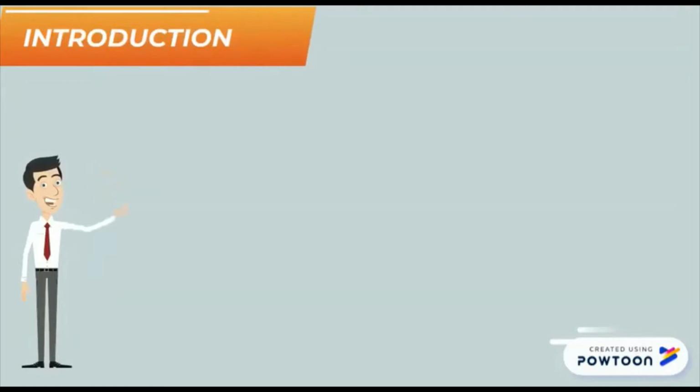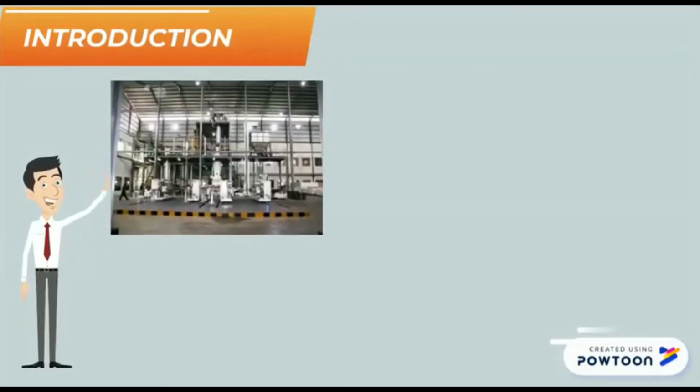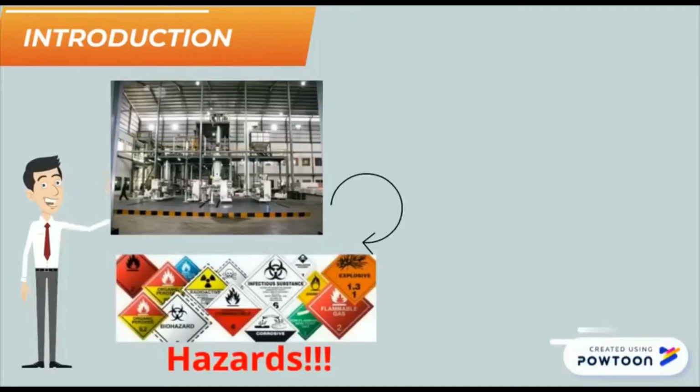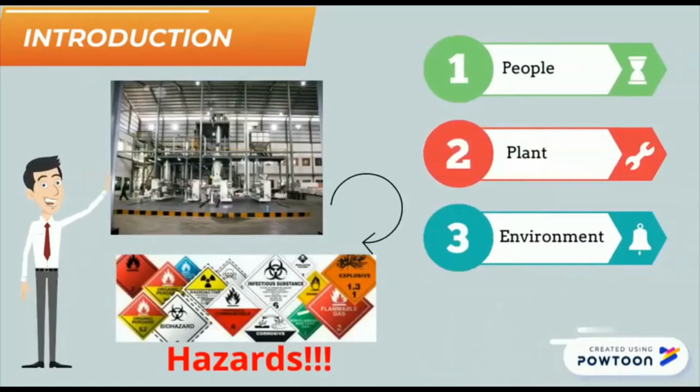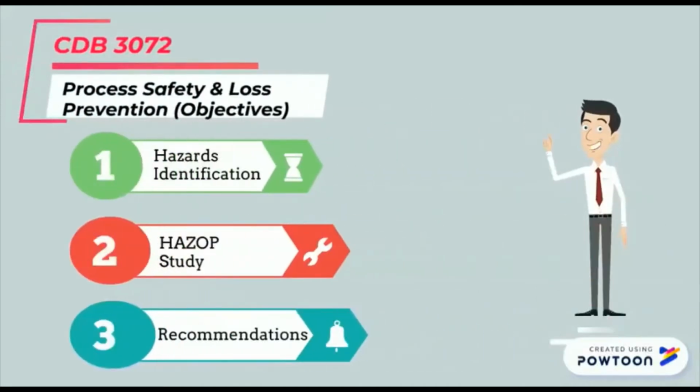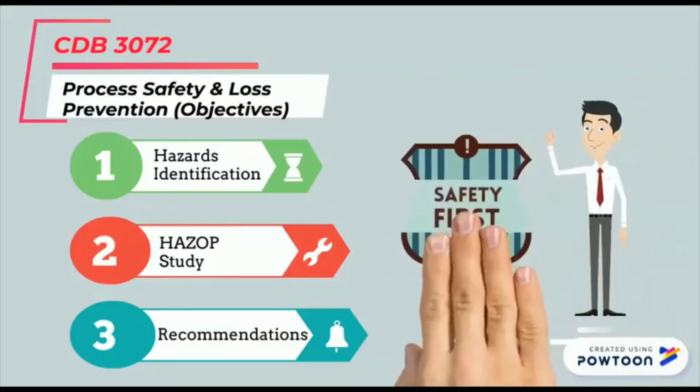As can be seen in the process flow diagram, there is a lot of unique machinery, equipment, appliances and tools which are surrounded by the workers. The presence of hazards is everywhere, and these hazards are anything that can harm the people, plant, and the environment. Therefore, process safety and loss prevention is important in this processing plant. The main objectives for process safety and loss prevention are: first, hazards identification for the selected processing unit; second, hazard study; and lastly, the recommendations to improve the safety aspects of the selected separation unit.